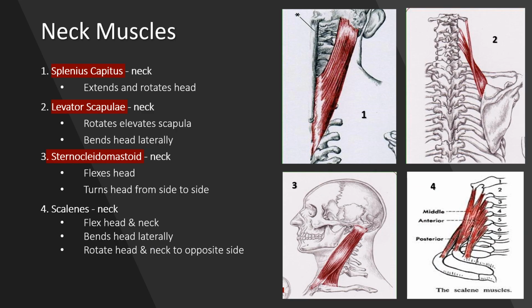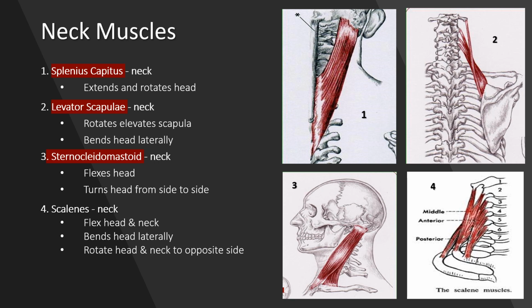So we're going to introduce you to the muscles, and we're going to start with the neck muscles. There's only 4 neck muscles that you need to be concerned about, and we need to know roughly their names and what they do. So to start with, I'd like you to repeat after me their names. We have splenius capitis, levator scapula, sternocleidomastoid, and scalenes.